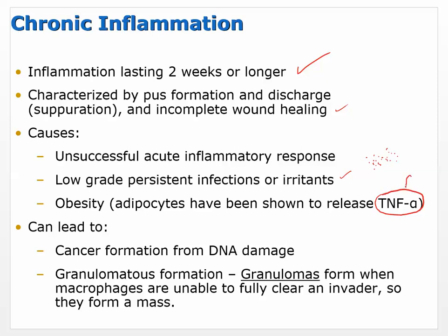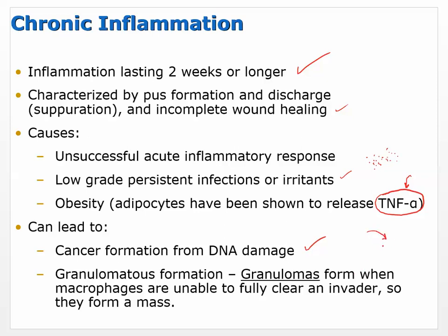Well, we know that that is an inflammatory signal, and so that's kind of like this chronic inflammation. So we constantly have the inflammatory signal turned up. Okay, so it can lead to cancer formation from DNA damage, because remember your immune response is involved in cell division, it's damaging things, and then if those things have to keep replicating, then cancer formation can occur.